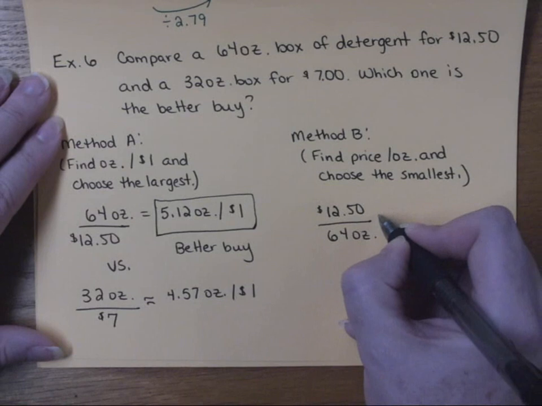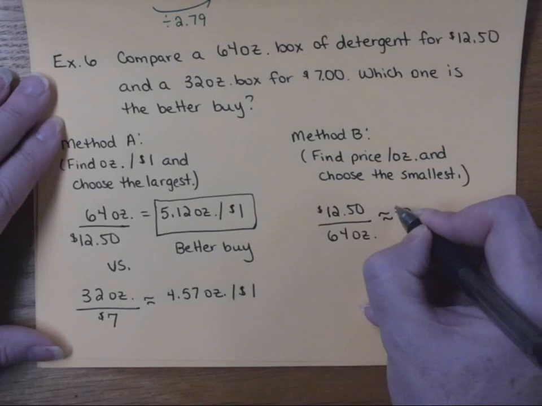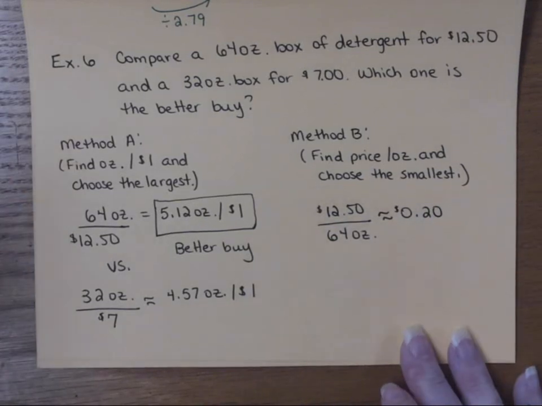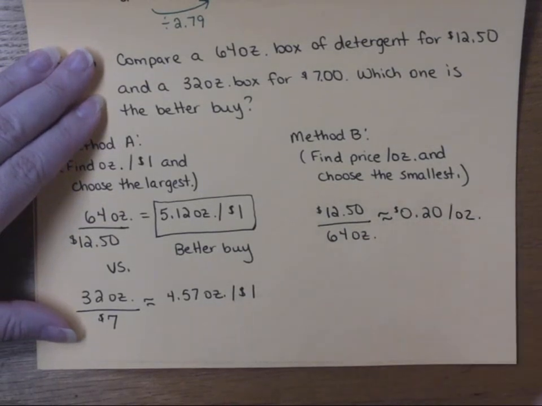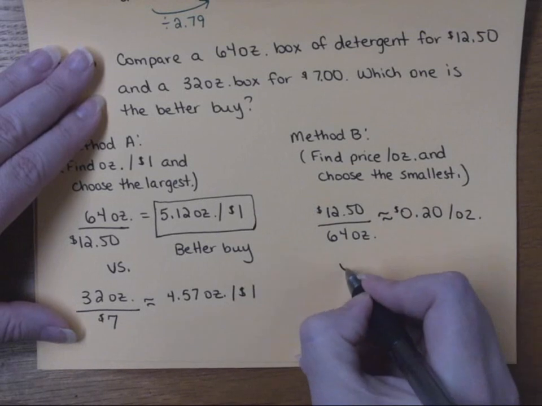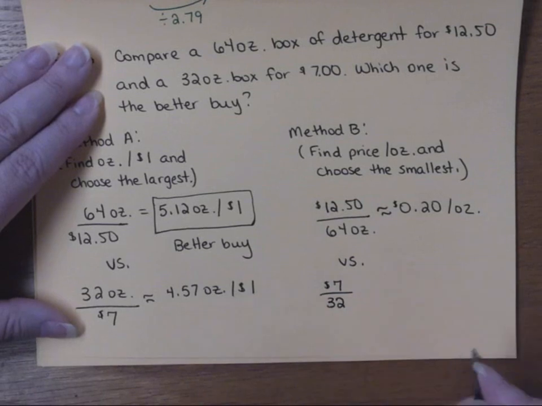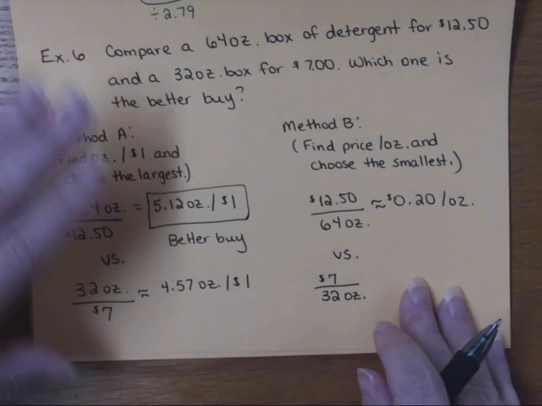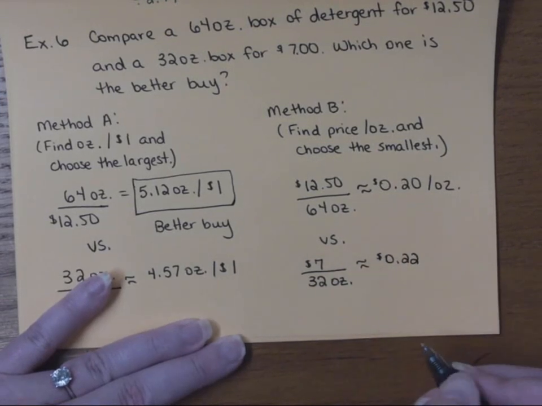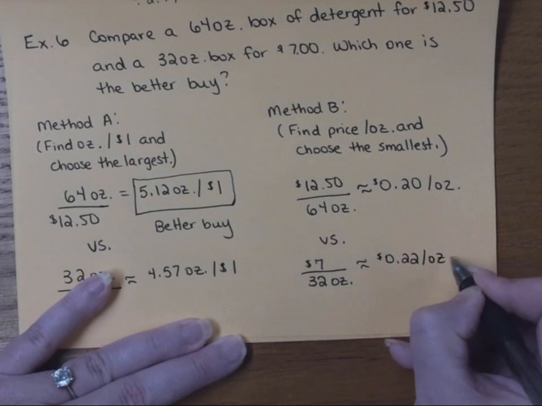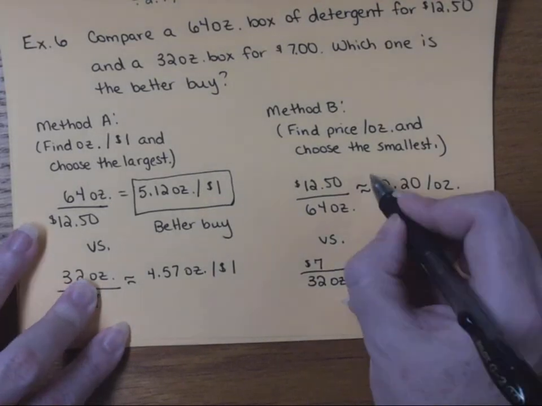And then notice we want to choose the smallest, right? So this works out to be about 20 cents if we round it. It's actually 0.1953, so 20 cents-ish per ounce. And let's compare that to the $7 box that contains 32 ounces. If you compare them, you end up getting right around 22 cents per ounce here. So if you're the consumer, you want to pay less per ounce, right? So this is the better buy.